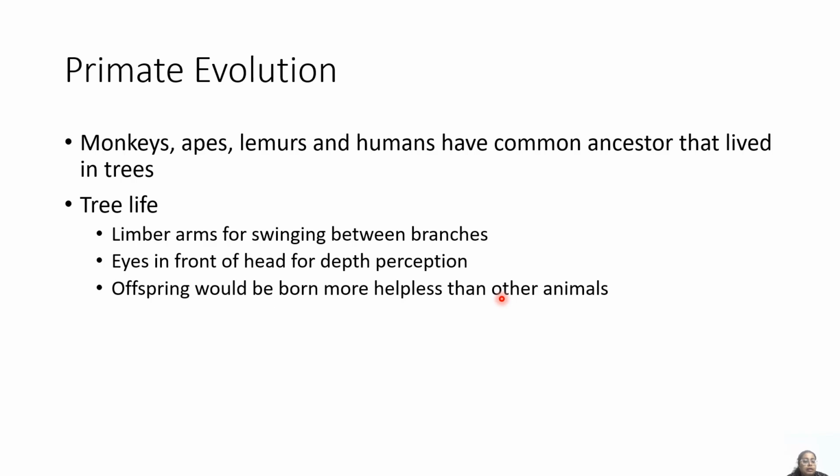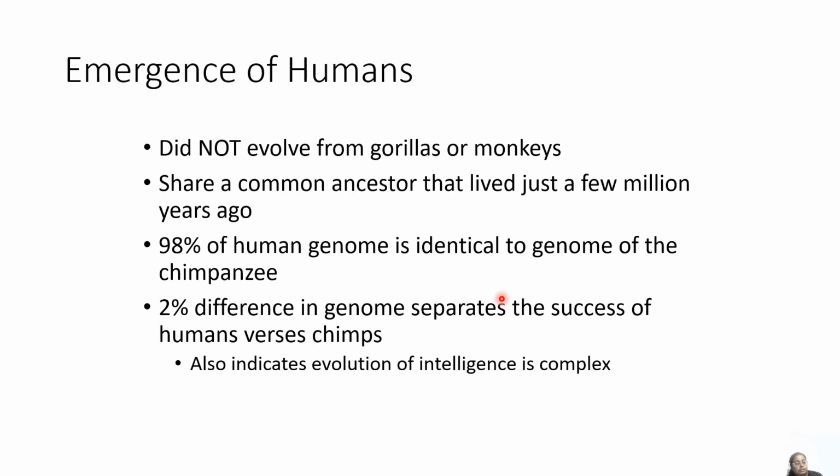Primate evolution. Monkeys, apes, lemurs, and humans have common ancestors that lived in trees. So, tree life: limber arms for swinging between branches, eyes in front of the head for depth perception. Offspring would be born more helpless than other animals.